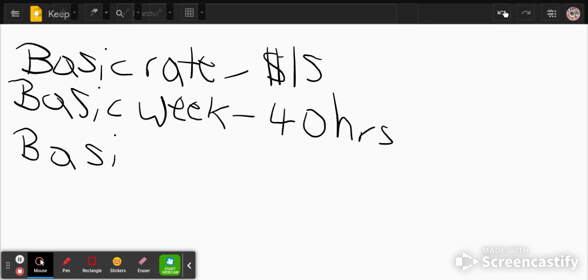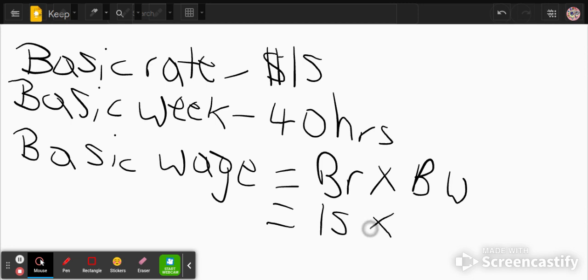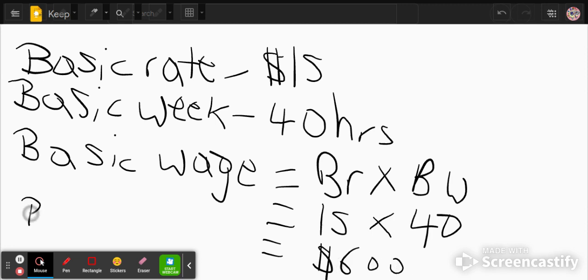So we can formulate our equation now. So basic wage is equal to basic rate multiplied by basic week, right? Is equal to basic rate $15 multiplied by the basic week of 40, which will leave us with $600. So our basic wage is equal to $600.